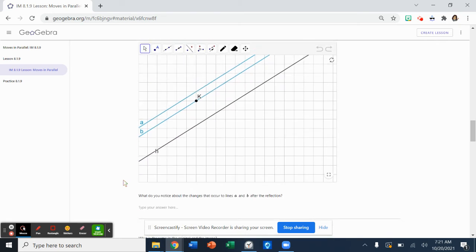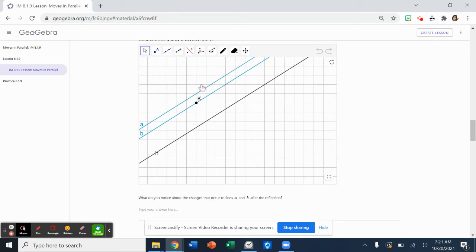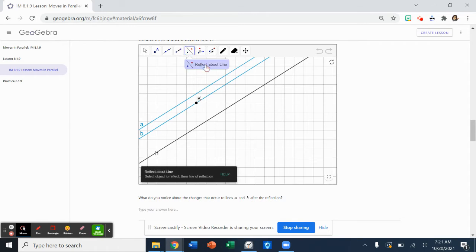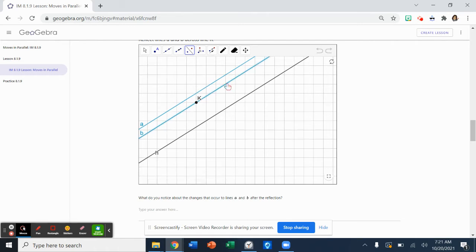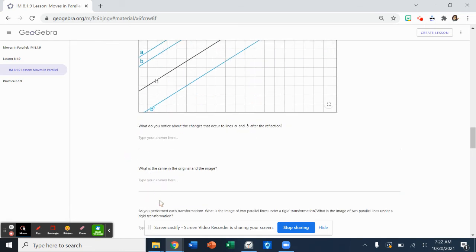Okay, so the next move is a reflection. Let's review how to complete reflections. This is the reflection tool. To reflect about a line, you want to first click the line that you're reflecting, then click the line of reflection, and you'll end up with the reflection there in your GeoGebra applet. Go ahead and do A on your own and then answer these two questions.